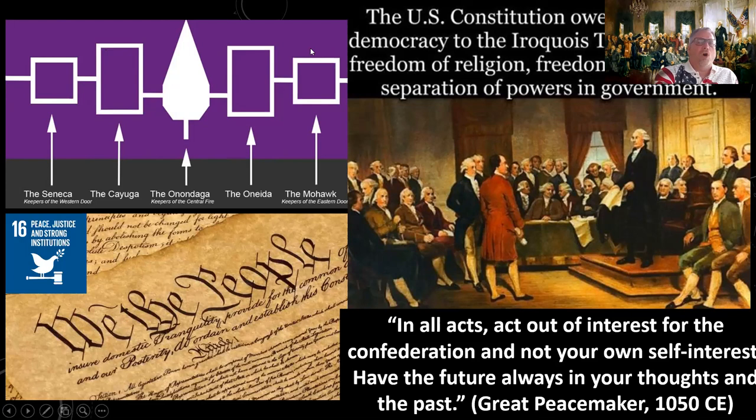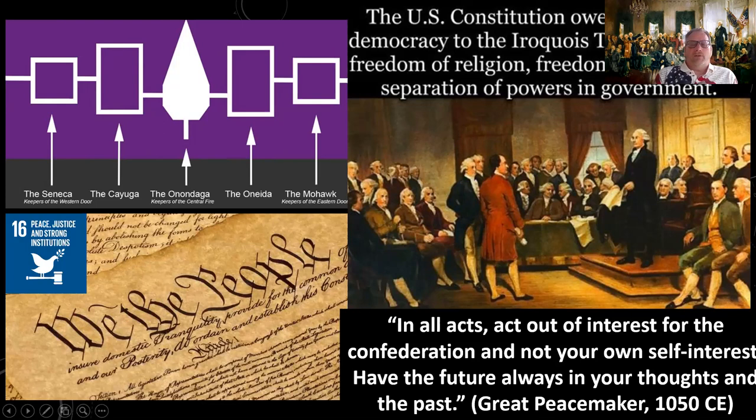Kind of the way our states are set up for our national government. In fact, this is where the ideas come from. And the individual that helps establish that is a Haudenosaunee man named the Great Peacemaker, one of the first great Americans, long before we are here. So this is a Native American individual.